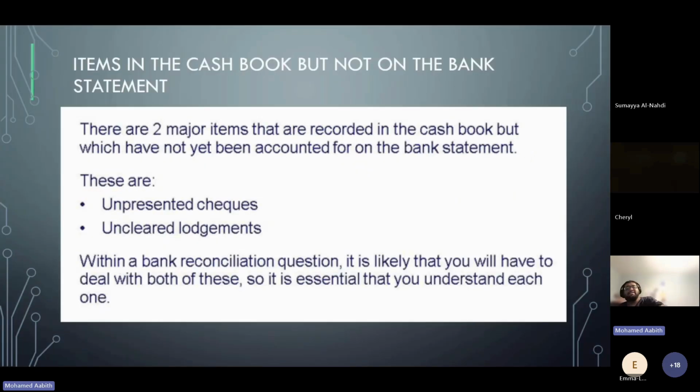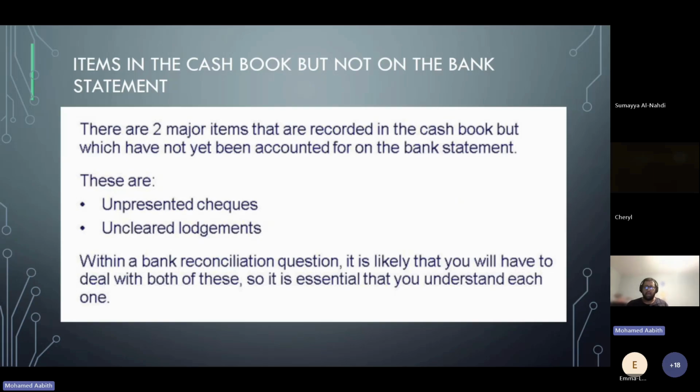So here, the items in the cash book but not in the bank statement. There are two major items that are recorded in the cash book but have not yet been accounted for in the bank statement. They are unpresented checks and uncleared or outstanding lodgements. What is the meaning of it, you may ask?